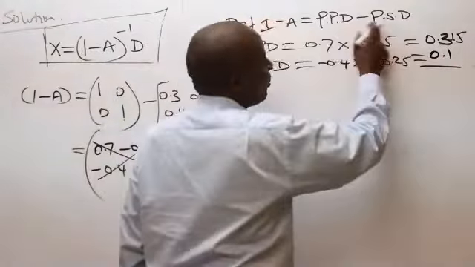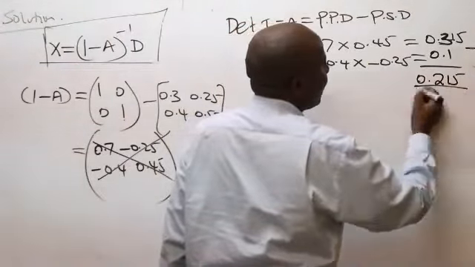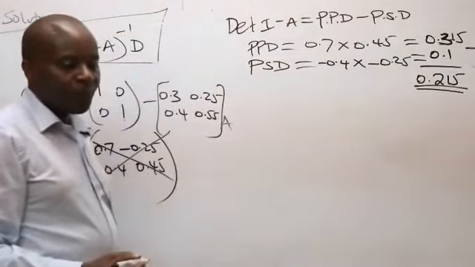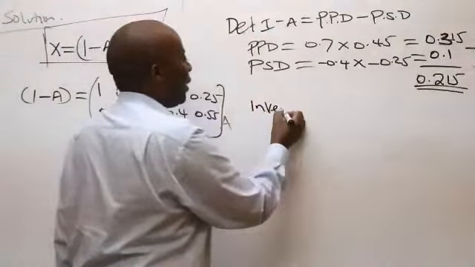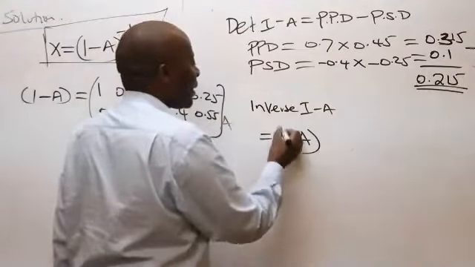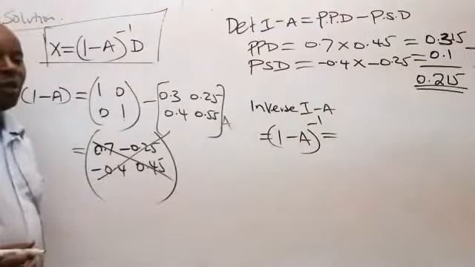So you're supposed to subtract the two. When you subtract the two, you get 0.215. And therefore, the inverse of I minus A, which is written like this, will be equal to who?